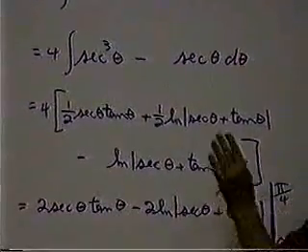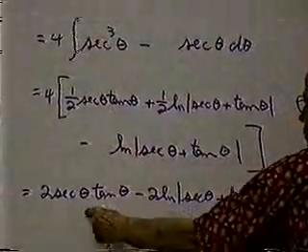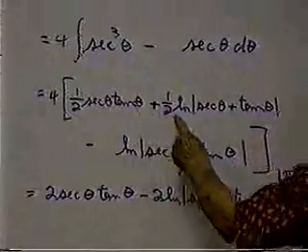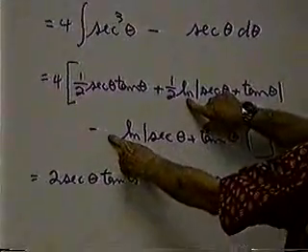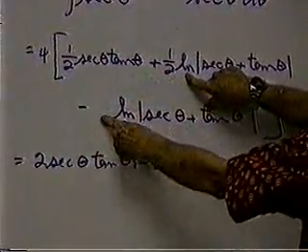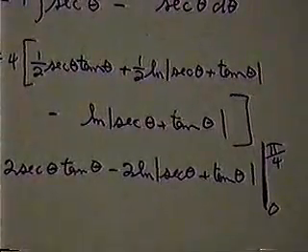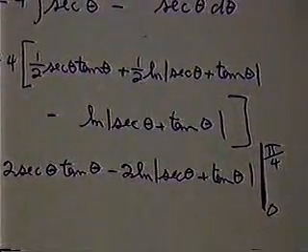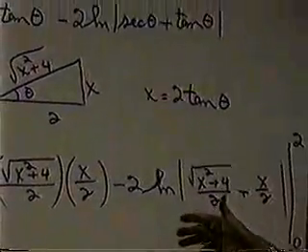Okay, now simplifying this. 4 times this 1/2 gives us 2 of these, so we have 2 of those. And 4 times this 1/2 gives us plus 2 of these and a minus 4 of those. So we have a plus 2 of these and a minus 4, which gives us a minus 2 of the log of secant plus tangent. All right, now let's continue over here, and I'm going to come back to that in a minute.